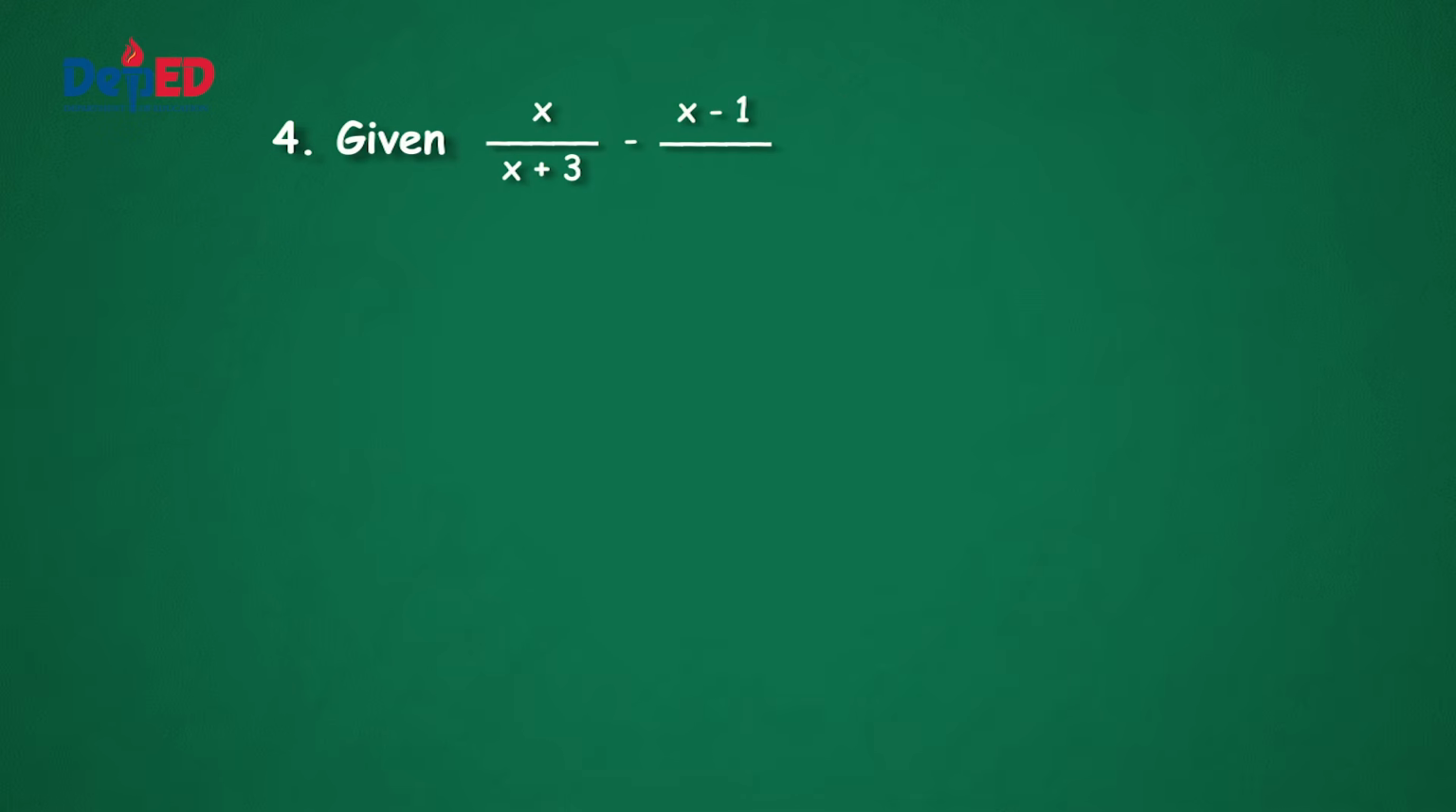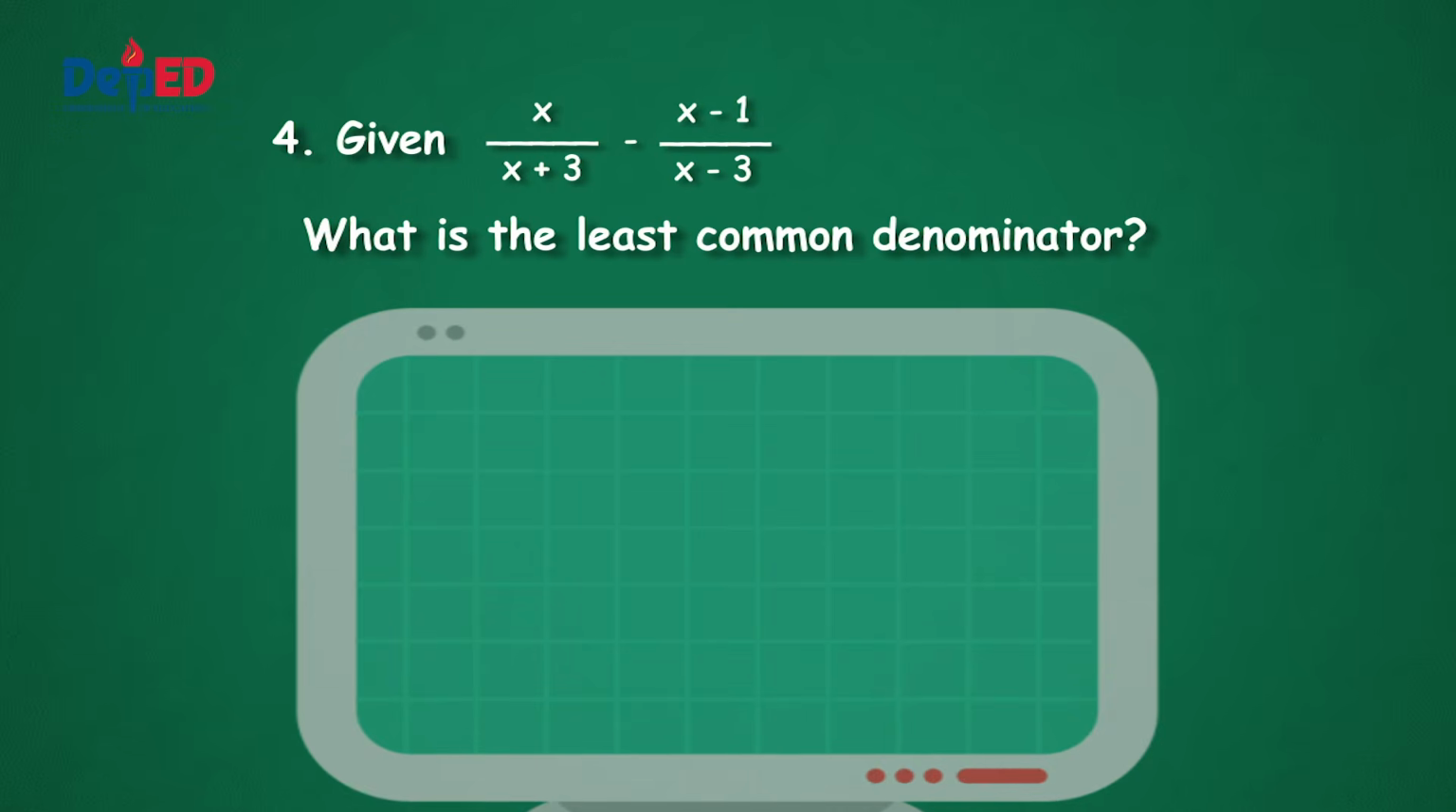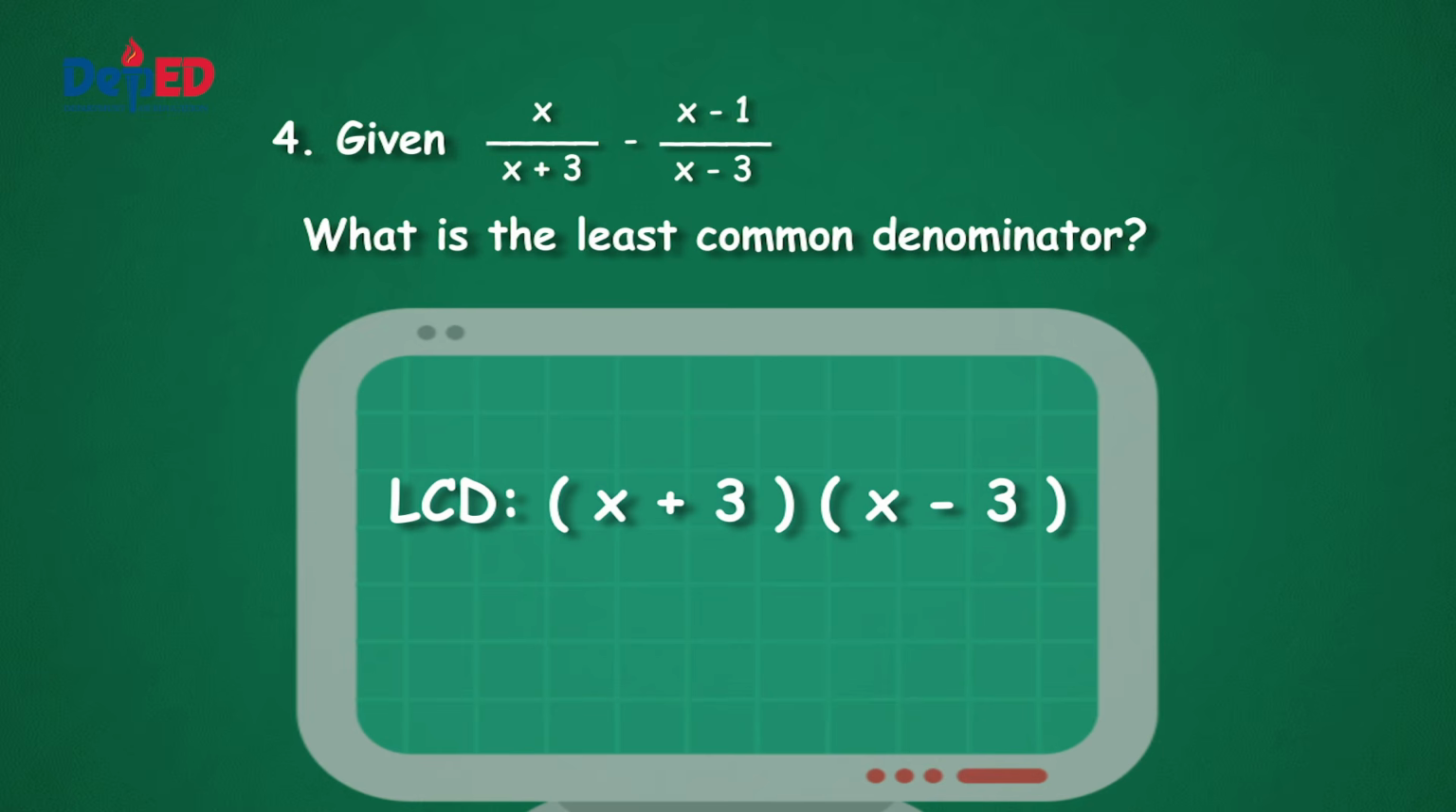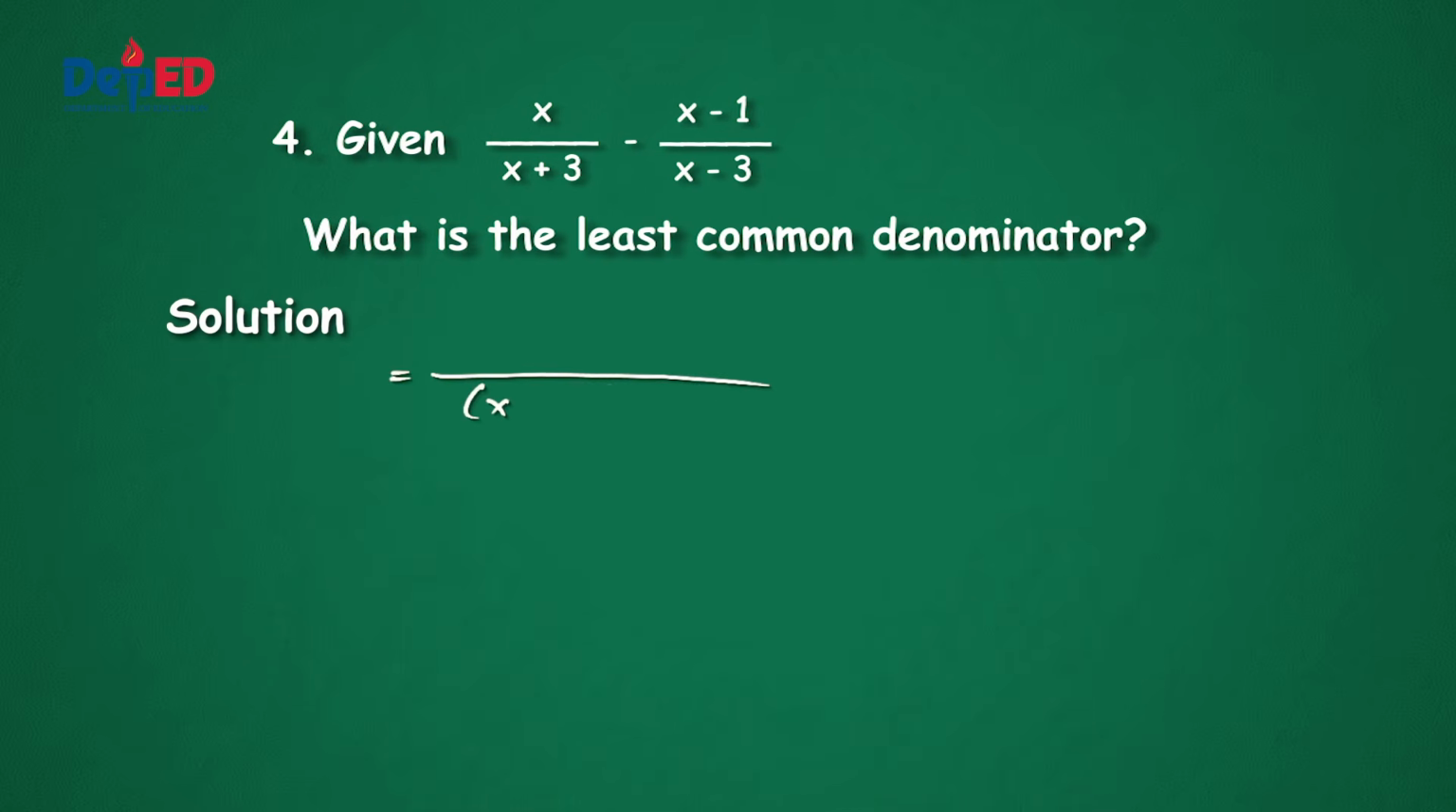For this item, we are given x all over x plus 3 minus x minus 1 all over x minus 3. Now, what is the least common denominator? Since the denominators do not share common factors, we write it as the product of x plus 3 and x minus 3, or x squared minus 9. Then simplify the previous expression by subtracting.